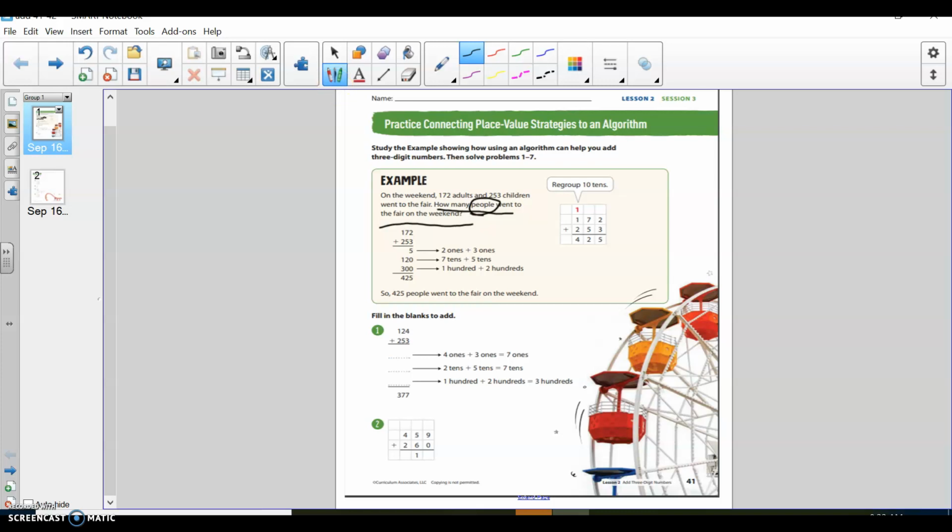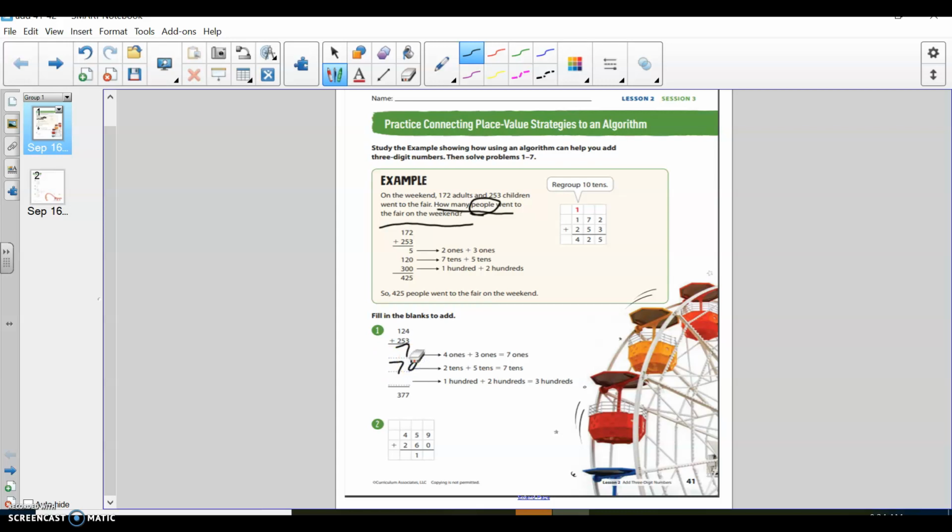Now let's look at problem 1. This is like the problem in the example. I'm going to add 124 plus 253. I will start with my ones column. 4 ones plus 3 ones is equal to 7 ones. 7 ones is equal to 7. In my tens place, 2 tens plus 5 tens is equal to 7 tens. 7 tens is equal to 70.